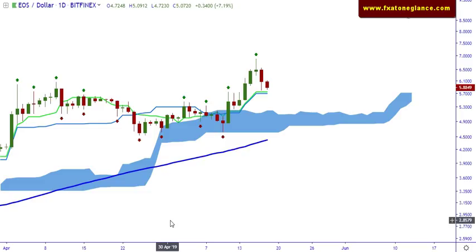So the first thing I'm going to do is show you guys the EOS trade that we talked about and discussed, and some members took this trade as we had our cryptocurrency session. I want to show you what we were talking about with EOS US dollar, what happened with that trade, and where it went to.